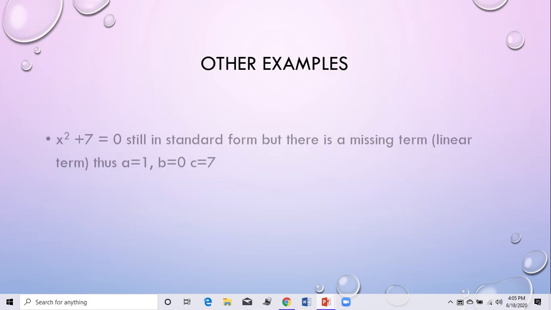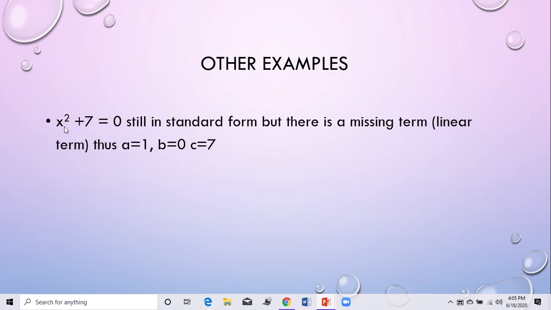Now these are other examples. We will notice here you have x squared plus 7 equals 0. This is still in standard form, but there is a missing term, which is the linear term. Thus, we can get the value of a here, which is 1, since there is no numerical coefficient for x squared other than 1. So a equals 1, b equals 0, and c is 7. Another one, you have 16x squared minus 9 equals 0. So a equals 16, b equals 0, c equals negative 9.